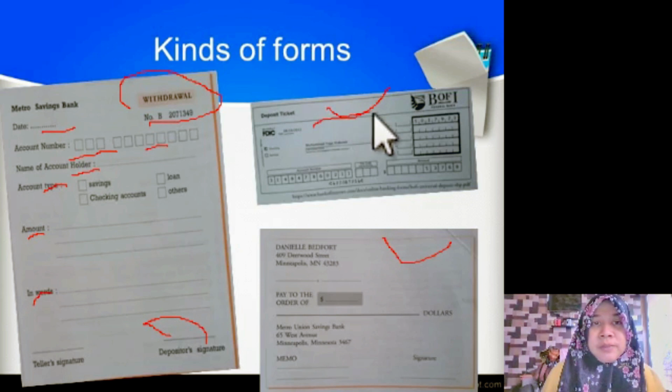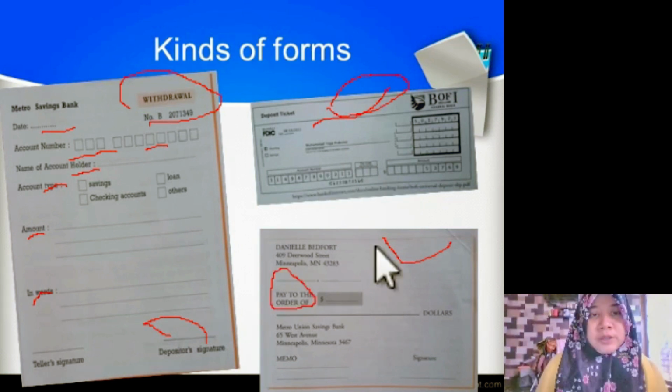and also this one, deposit ticket. If you want to buy some tickets, maybe more than one or two, and then you want to go somewhere, you will buy the ticket first by using the deposit ticket. You write down your identity here, and then your passport, and then your name, and then the amount of tickets that you want to pay. Okay, so this is the last example of form.